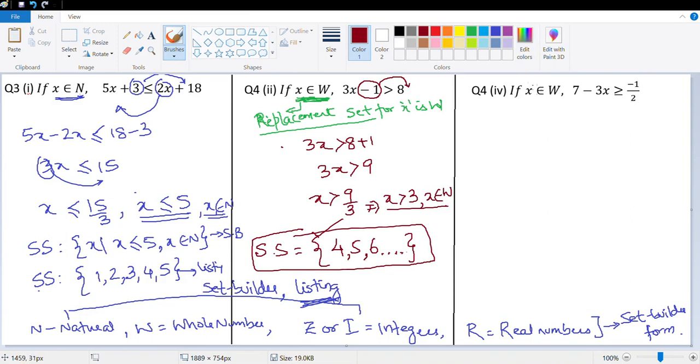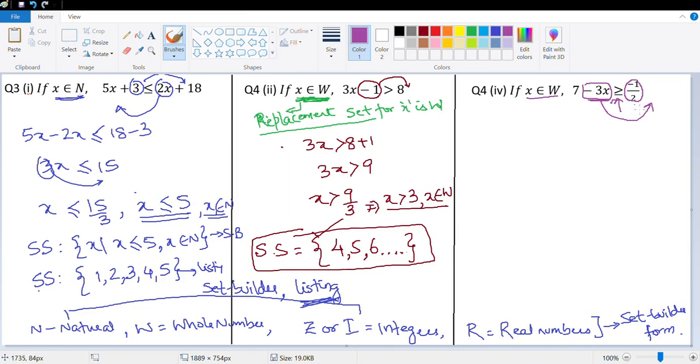Let's look at the next question. Question number 4, part 4. It says if x again is a part of whole number, and this is the equation, 7 minus 3x is more than or equal to negative half. As a personal choice, I always keep my x as positive so that I don't end up having to change the sign of the inequality. So I always would try and keep my x positive.